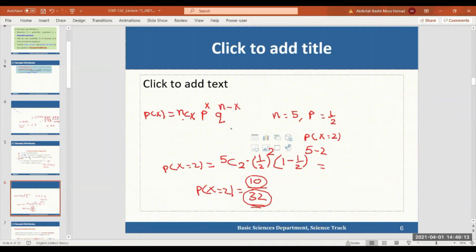So if we have 2 boys, then how many girls do we have? 3, because our family consists of 5. So 2 boys, of course, 3 girls. The probability of each girl is also half, because 1 minus half is half. So half power 2 times half power 3 is half power 5. Half power 5 is 1 over 32. It's clear?